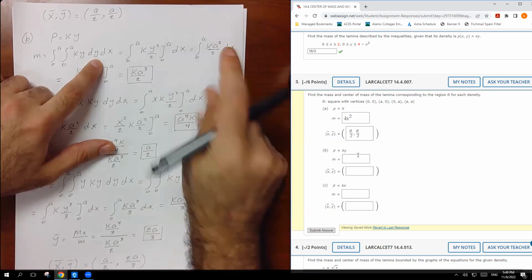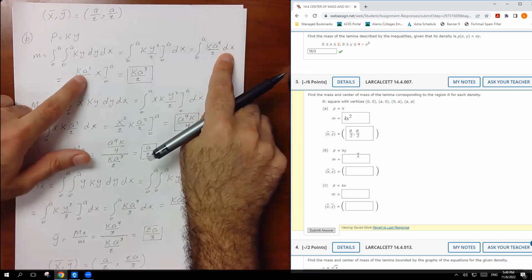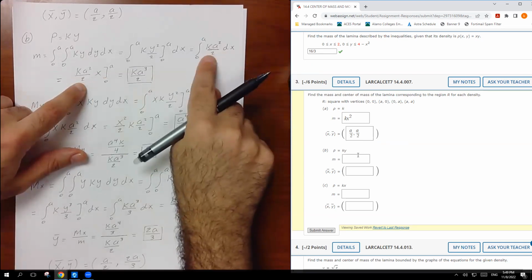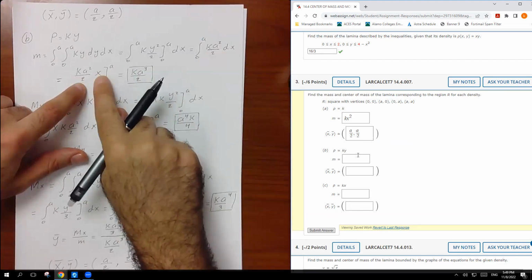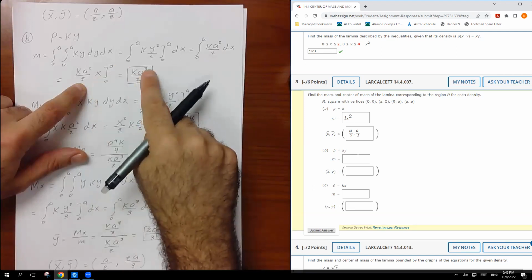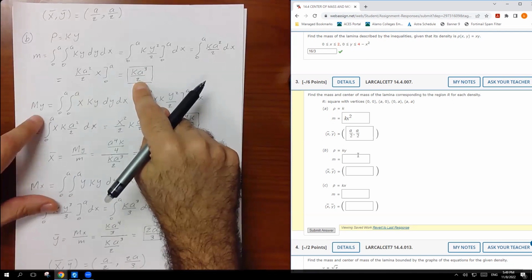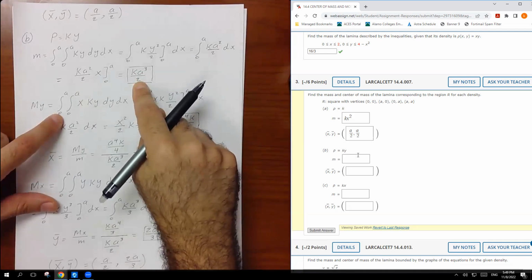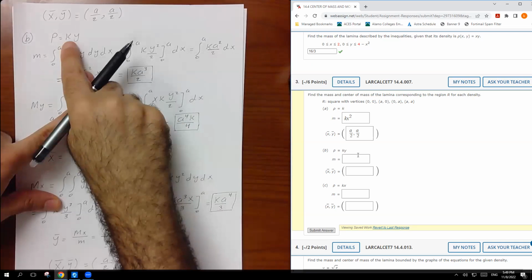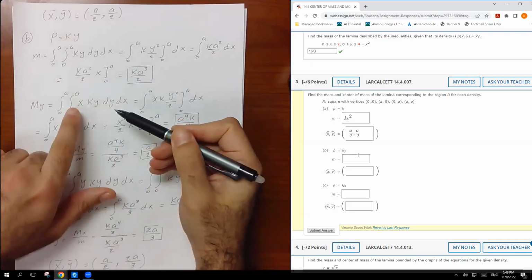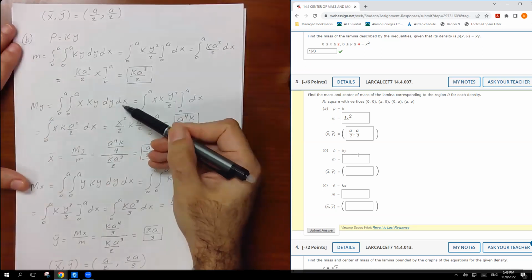Find the integral with respect to x, so it's going to be k a squared over 2 times x, because the whole thing here is a constant. From 0 to a, that means it's going to be a, so k a cubed over 2. This is the mass m. Find m sub y, which is the integral. We're going to add x to the density, so it's going to be x ky dy dx.